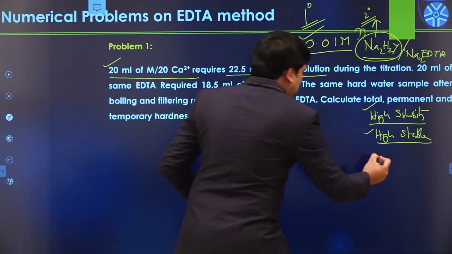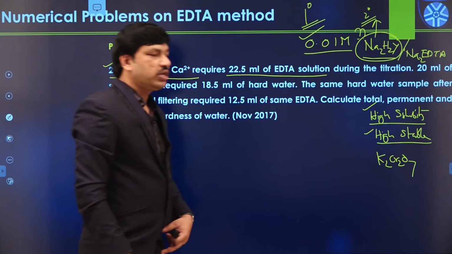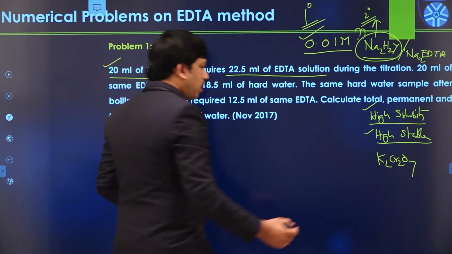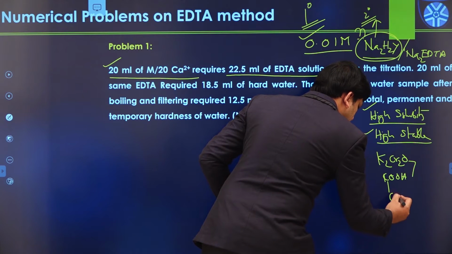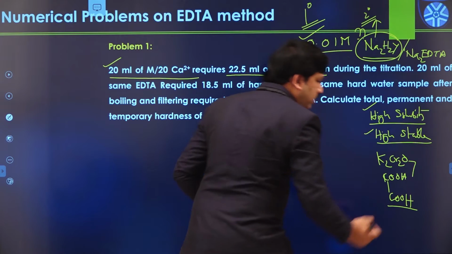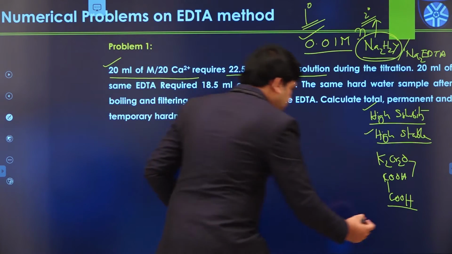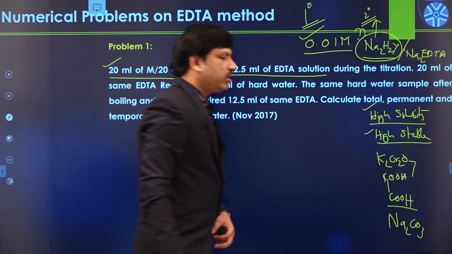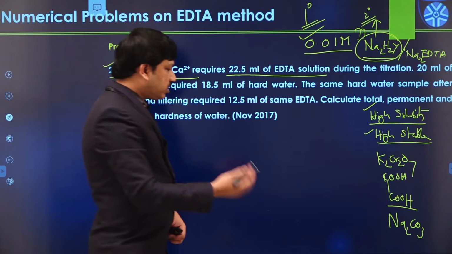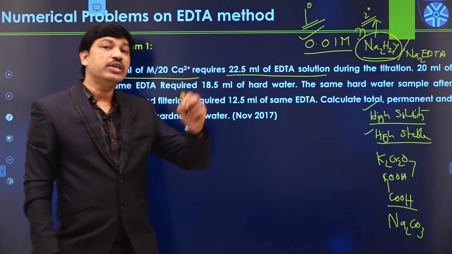For example, K2Cr2O7. K2Cr2O7 is one of the primary standard reagents, or even oxalic acid, COOH. So this is oxalic acid. These are primary standard solutions. Or in the titration method, we also use sodium carbonate, Na2CO3, which is also one of the primary standard reagents.